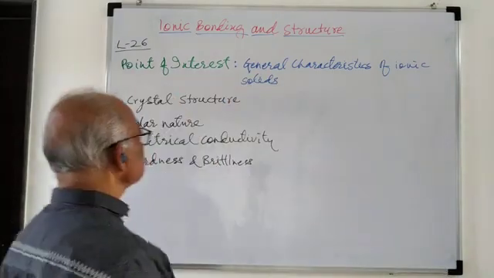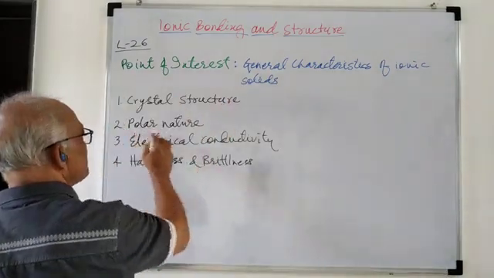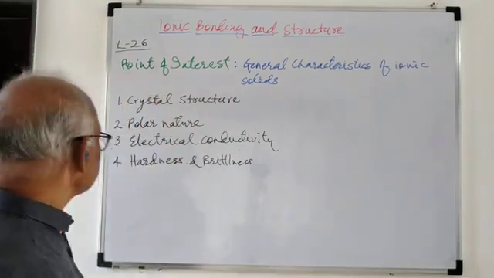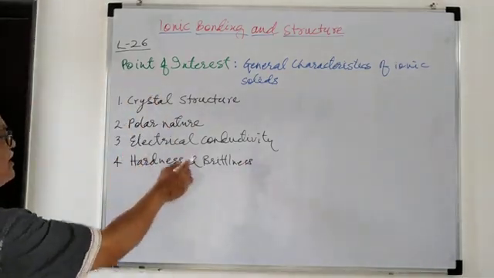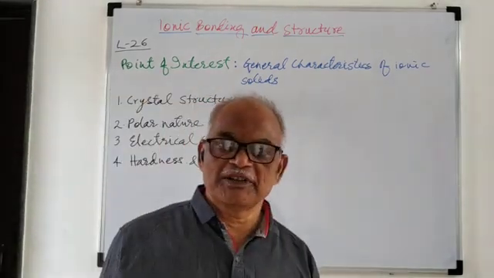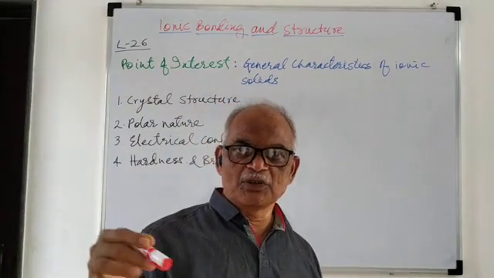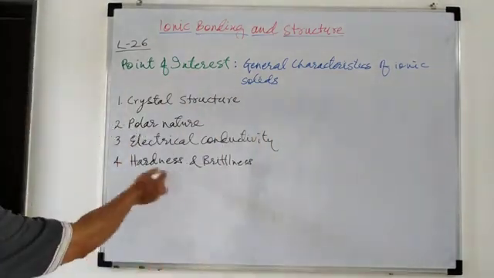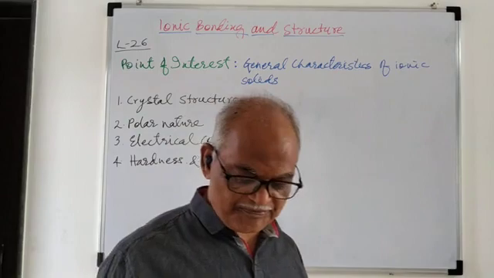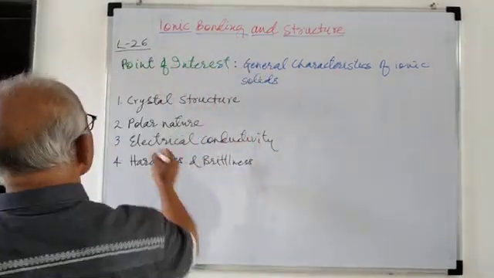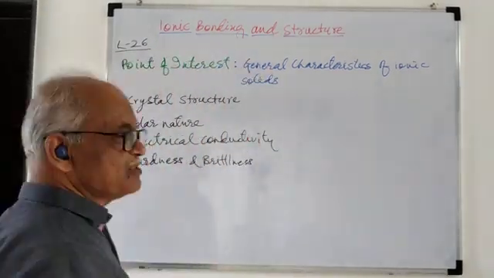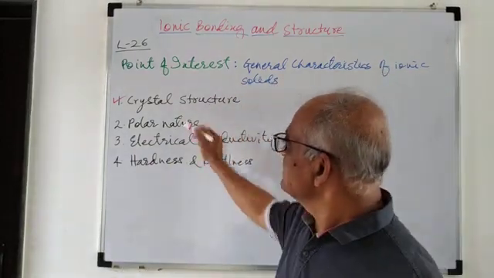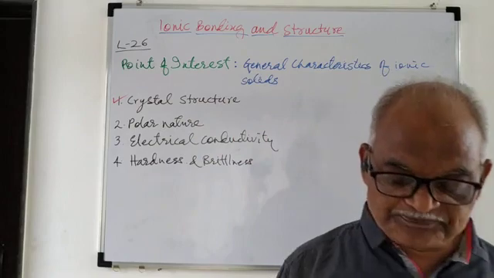So we have to see the first property. Then the second is polar nature. The ionic bonds are polar, so we will discuss it in detail. Then we will discuss whether ionic solids show electrical conductivity or not, here. And there is hardness and brittleness. Now, if we take the first characteristic of ionic solids, that is the crystal structure.